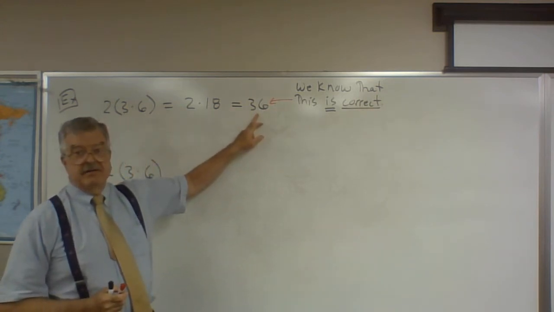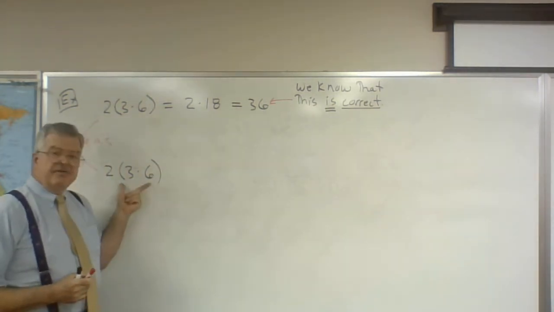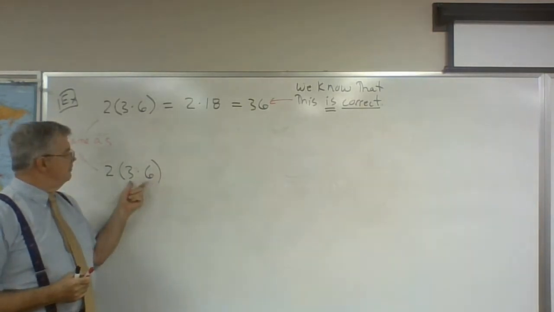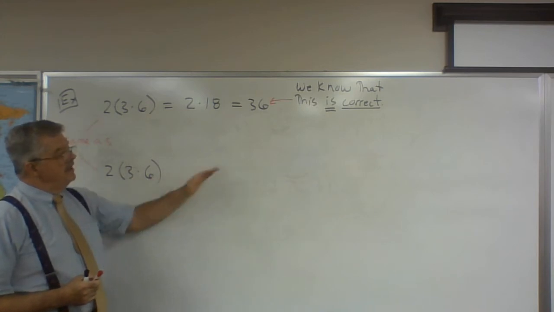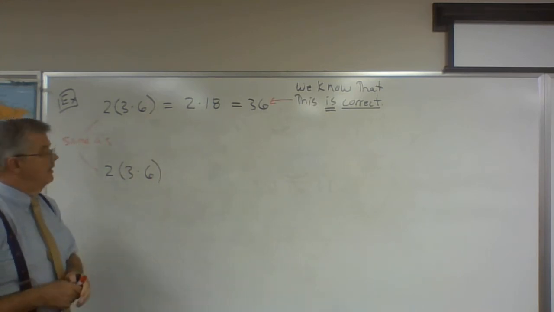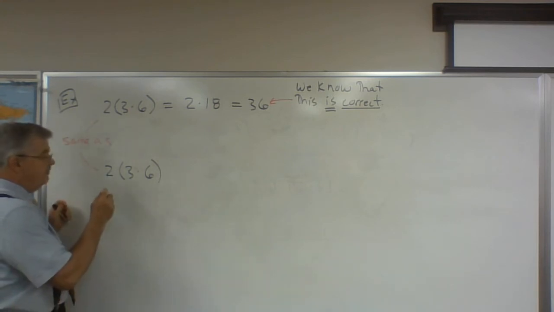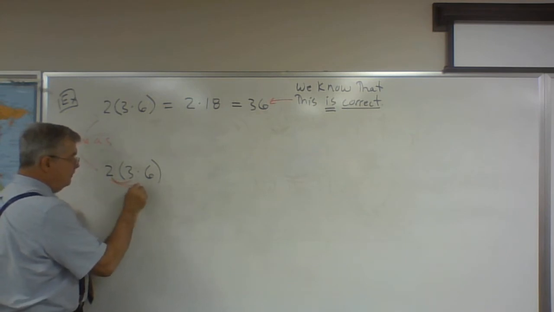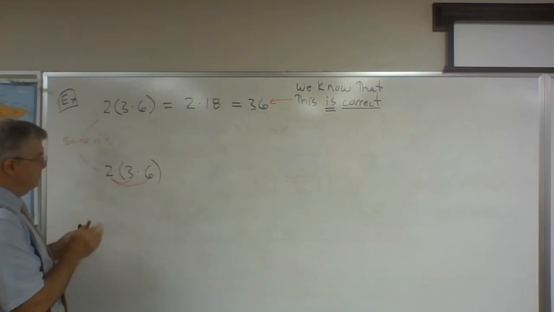This is correct. So if we try to do this by distributing a multiplier over a product and we get a different answer, we're going to know that we did it wrong. So let's see what happens when I try to distribute this multiplier over the two factors of a product.